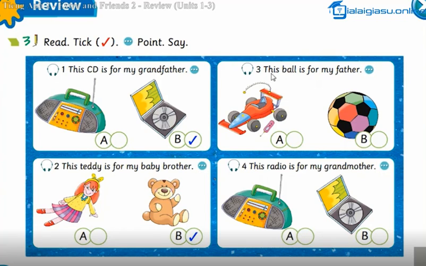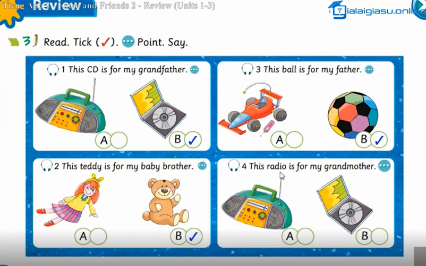Let's read. This ball is for my father. Let's listen. This ball is for my father. So A or B? Picture B. Good job. And question number 4.